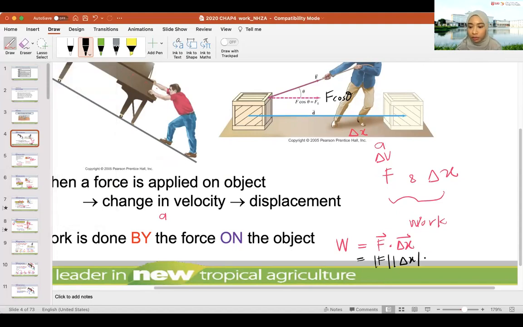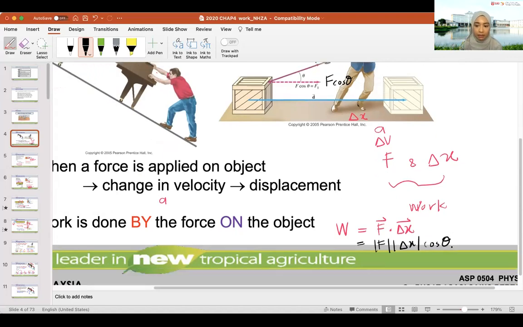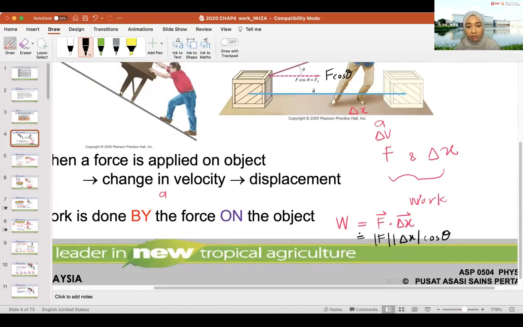x magnitude cosine theta. And what does theta mean? Theta is the angle between the two vectors. So if this is F and this is your delta x, this is the angle between them. It can be anywhere. It can be like this, this is F, this is delta x, this is the angle between them. So I don't really care which axis the force and displacement is. I only care about the angle between them. This is what we learned about dot product last time.